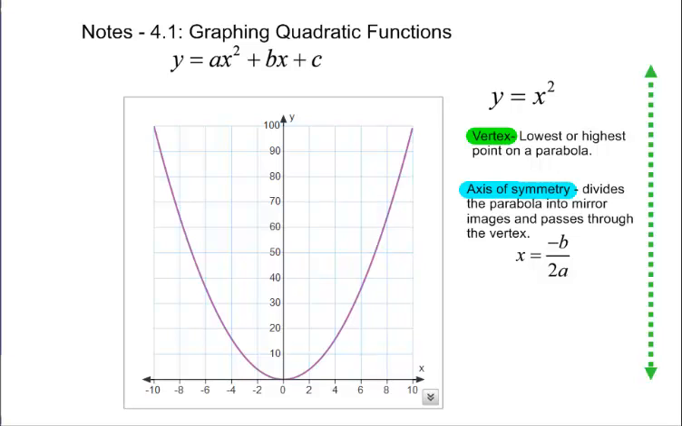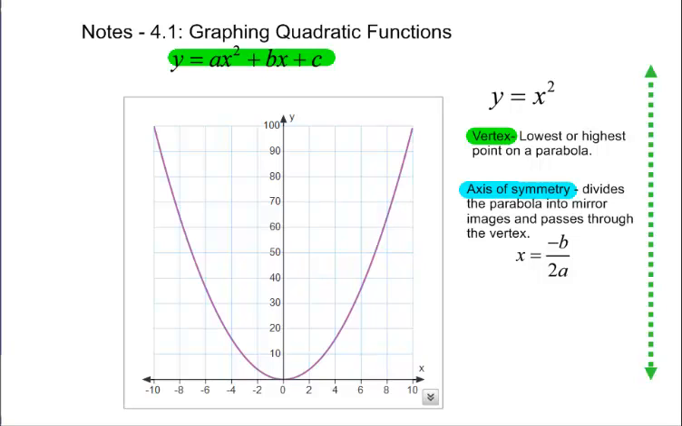Okay, today we're going to talk about graphing quadratic equations. This is from Chapter 4, Section 1. When you graph an equation that's quadratic, it's going to look like this. It's going to say ax squared plus bx plus c. That's how you know that it's quadratic.